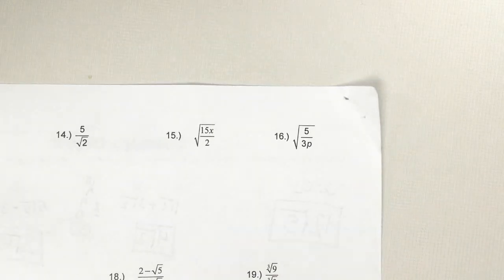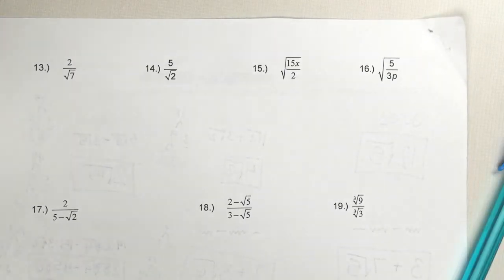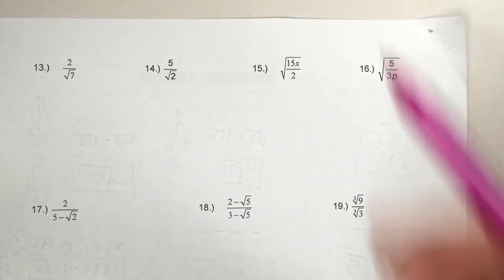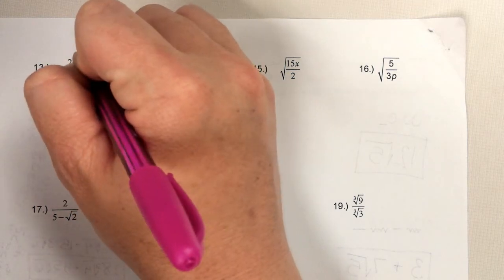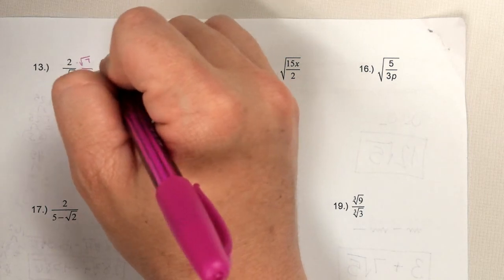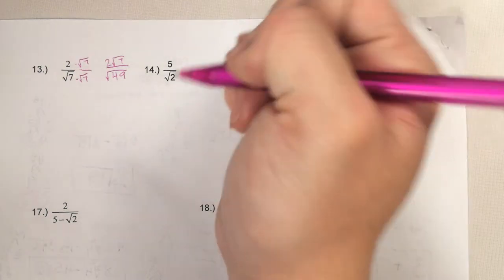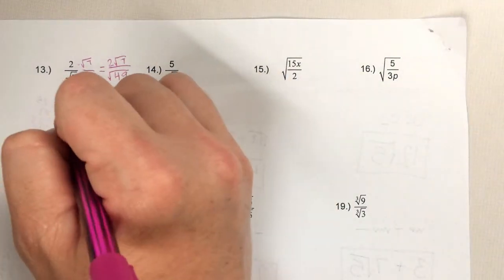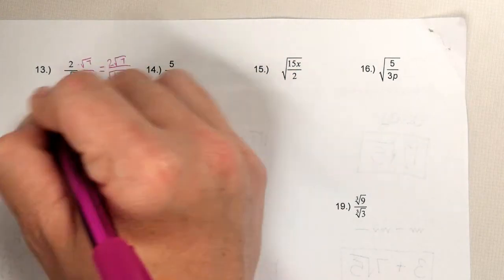Okay, let's flip to the back. Now we're rationalizing the denominator on all of the back. Okay, so let's start with number 13. These are simpler. So I know that I have a square root of 7 on the bottom, but it's as simple as it can get. So to get rid of the square root of 7, I need to multiply by itself so I can square it. So that gives me 2 square root of 7 over the square root of either 7 squared or 49. Well, that simplifies to 2 square root of 7 over 7, which doesn't simplify, so there's your answer.